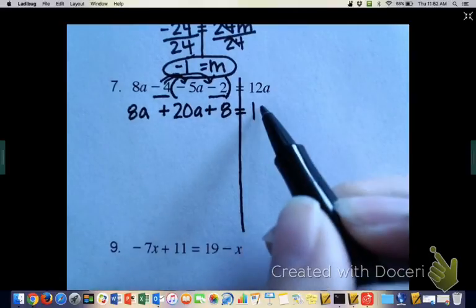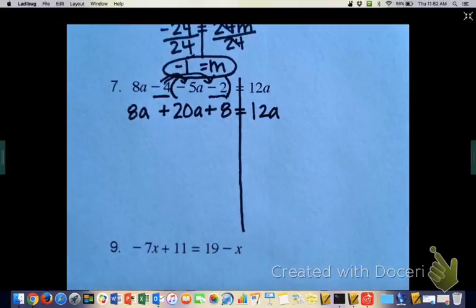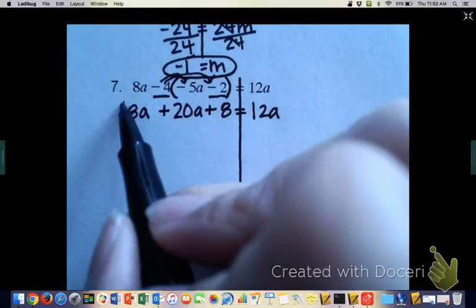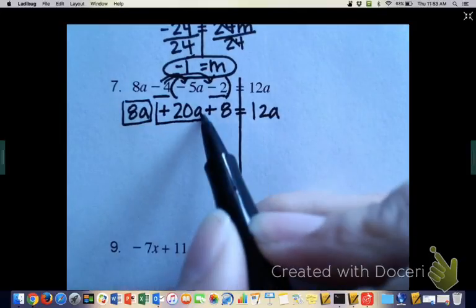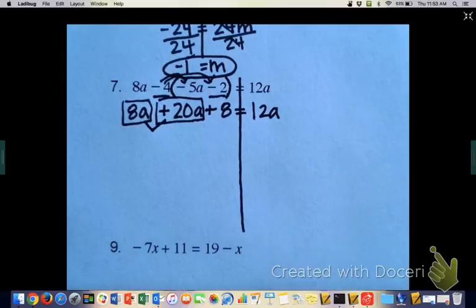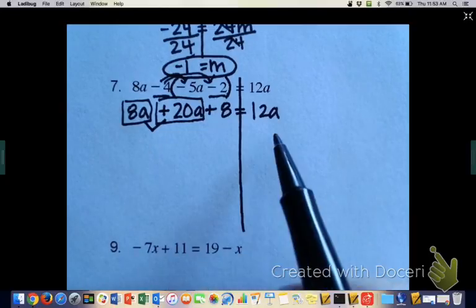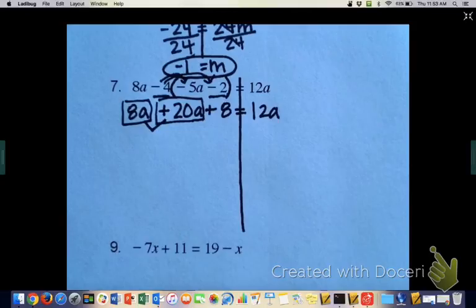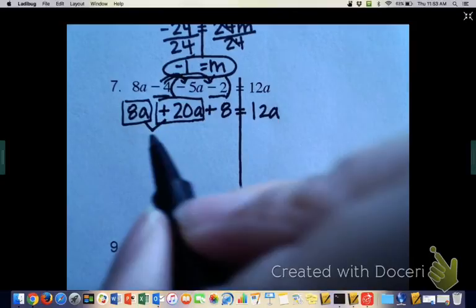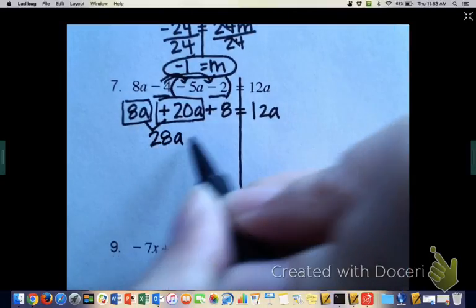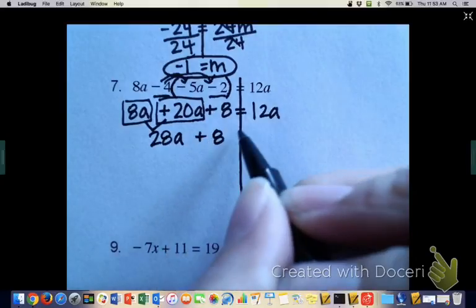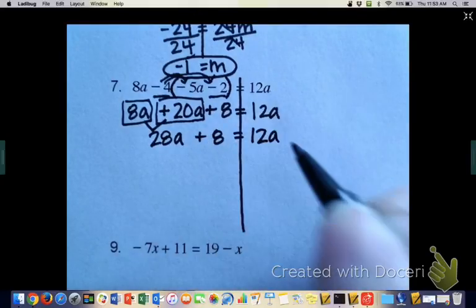And over here, bring down 12a. All right, first we have like terms on the same side of the equals. So we're going to combine those like terms over here first, and you won't need to do whatever you do on this side over here because these are like terms on the same side. So 8a plus 20a is 28a. Bring down your plus 8. Bring down your equals 12a.